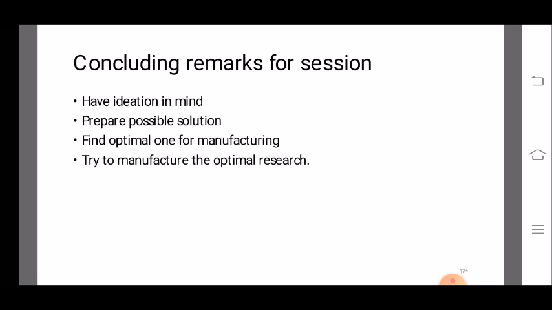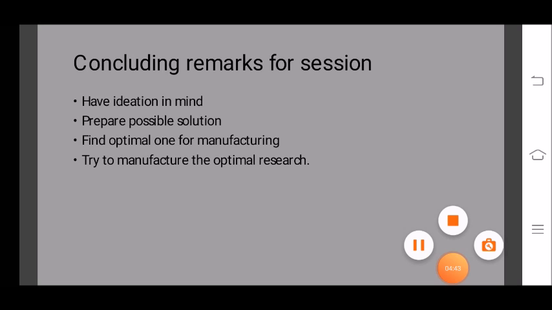Just have ideation in your mind for various designs you can produce. Prepare a possible solution for the design you want to manufacture. Pick an optimal one among those designs, and try to manufacture the design you have selected. The next session would be on how to 3D model the types, type 1, type 2 and type 3, as I have mentioned: face mask, nose respirator and full body cover or head cover. How to 3D model that and how to 3D print that.